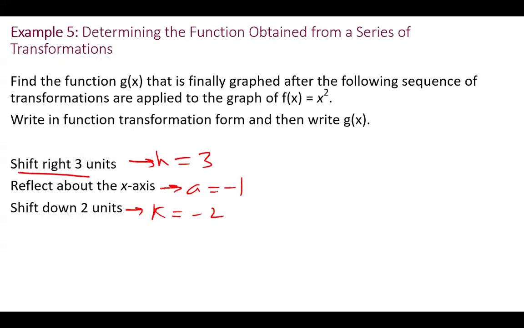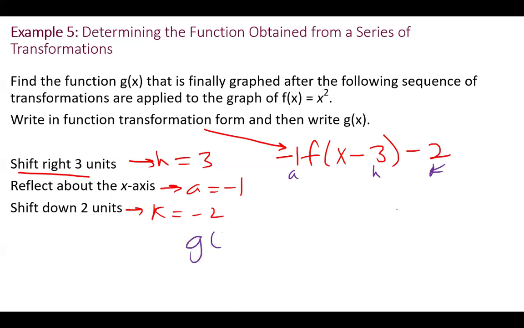So based on what I have here, I have my a is -1 for this function f. There's no b. There's a 3 for the h. And there's a -2 for the k. So this is my function transformation. Does that make sense? So we have our a, our h, and our k.